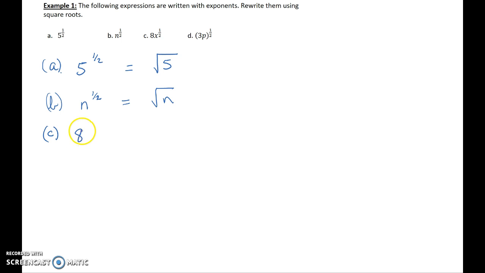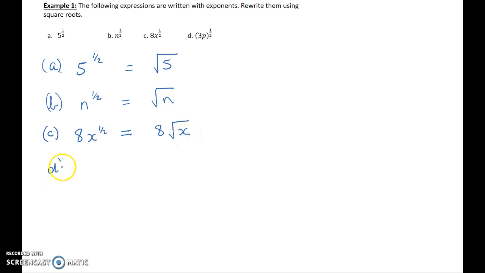The first one, part C, is 8x to the power of 1/2. In this case, the 1/2 is only on the x, it's not on the 8. So the 8 is not in the square root, but the square root does go on the x. So it's 8 times the square root of x.